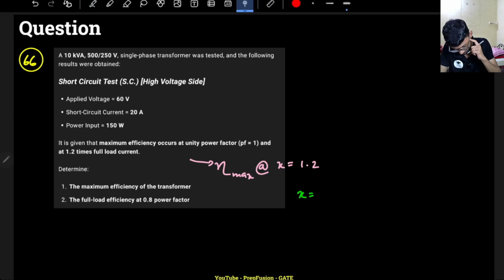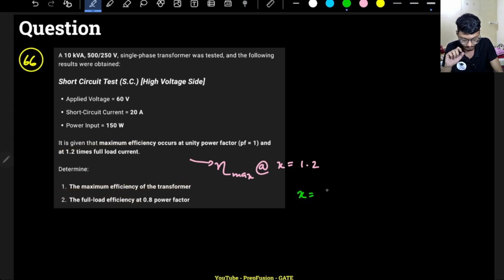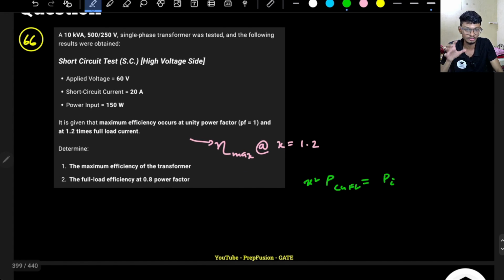So also, it is given that maximum efficiency occurs at this load. They are asking for the maximum efficiency of the transformer and the full load efficiency. So what is x? If you remember, we get the condition for maximum efficiency when the core loss and the copper loss are equal. That is, x square into PCUFL will be equal to the core loss. Variable loss is equal to the constant loss.